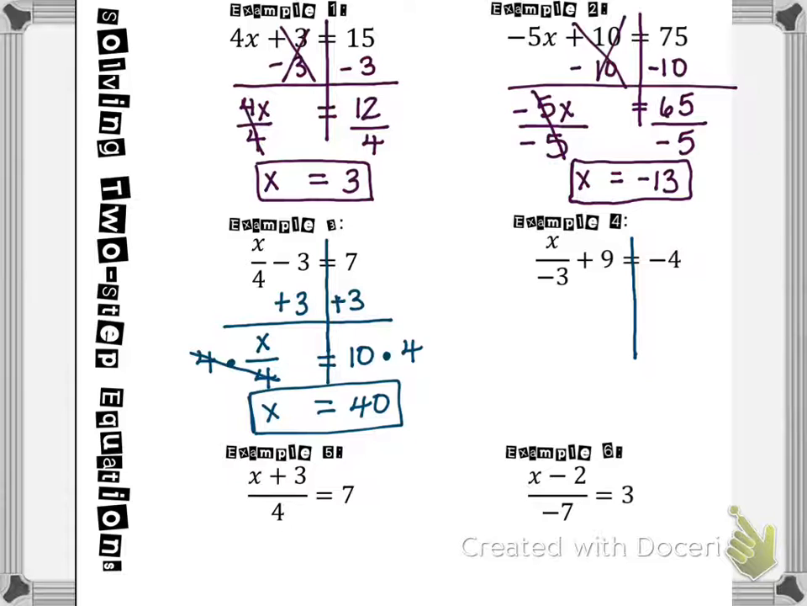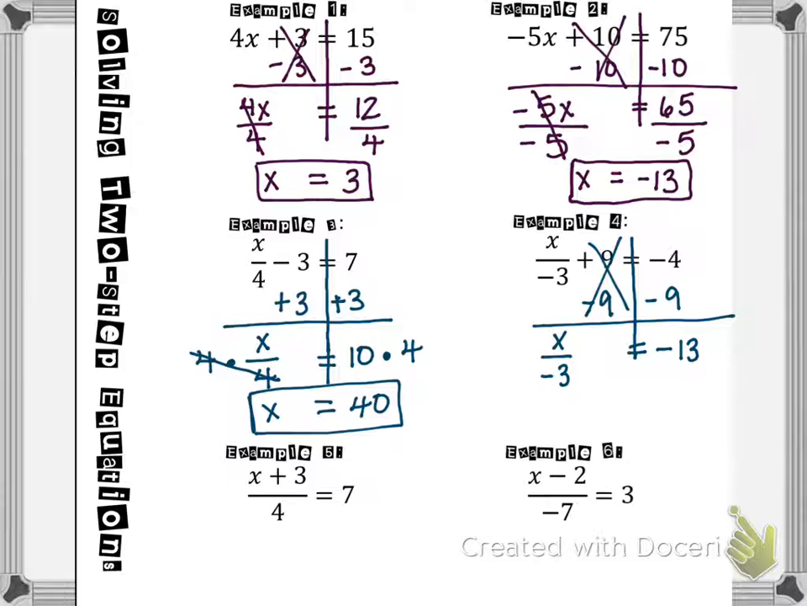So we have plus 9, so we're going to do the opposite of plus 9, which is subtract 9 on both sides of your equal sign. And we're going to bring down that x divided by -3, because we haven't done anything to it. Positive 9 minus 9 is 0, equals -4 minus 9. Again, if you don't know your integer rules, use a calculator, okay? And you should get a -13.